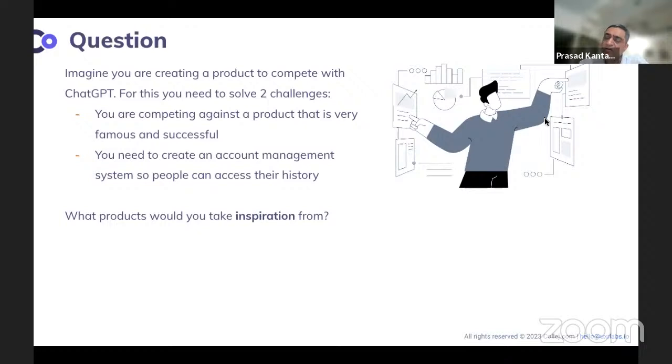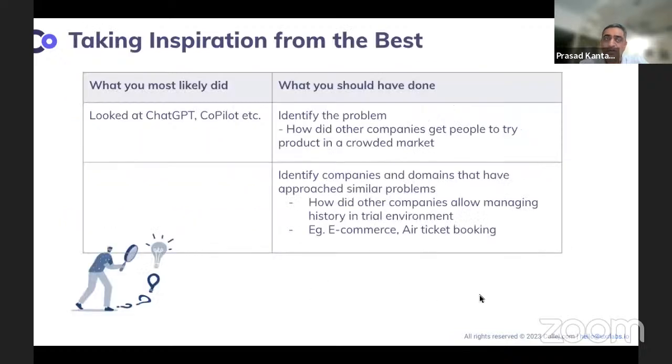Okay. So let's go on to the next slide. Let's think this through. The way you want to approach this problem is to ask, what is the problem? One simple thing most people will do is look at ChatGPT. How is ChatGPT doing? They will look at Copilot and all the competitors I've talked about, and do a competitor analysis. But the core issue in competitor analysis is you're struggling with why would somebody use your product?